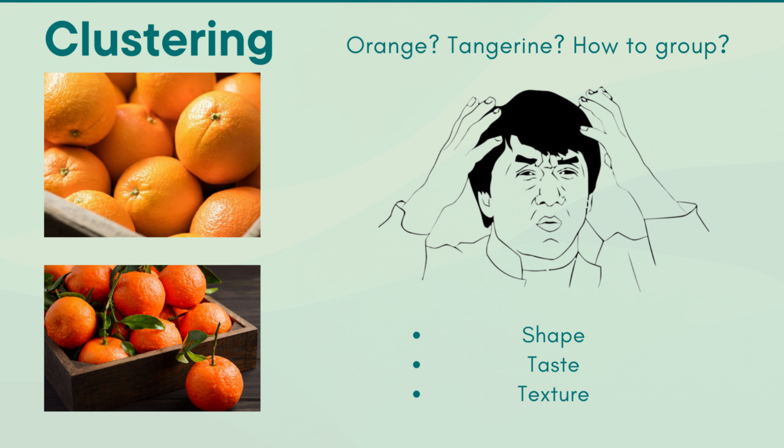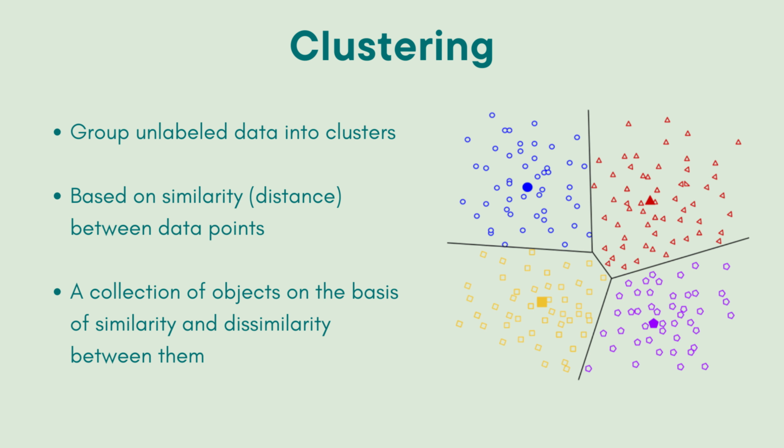Before going further to the clustering concept, we will first look at these pictures. Imagine how we can differentiate between oranges and tangerines without having the labels of them. We can differentiate them by using the shapes, taste, and textures of both oranges and tangerines. The concept of clustering techniques is almost the same as this. In short, clustering techniques is a grouping technique of unlabeled data based on the similarities between each other in groups or clusters.